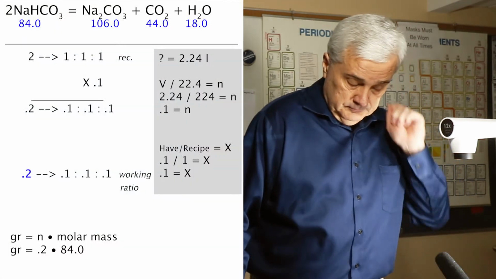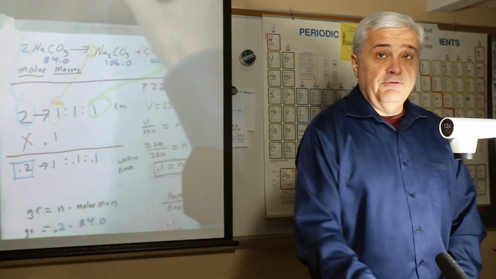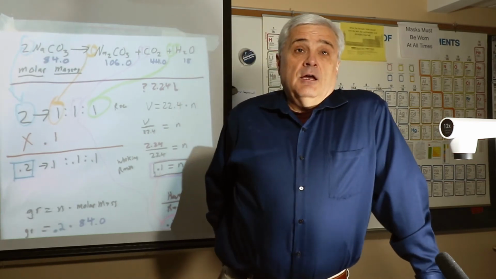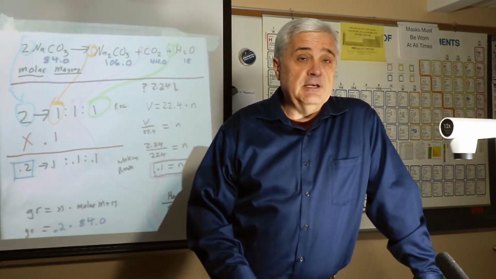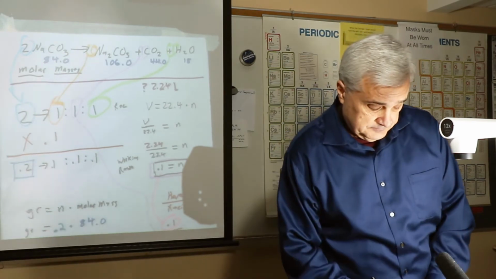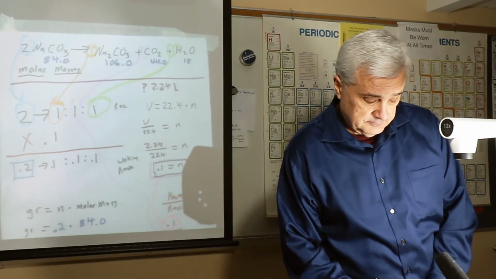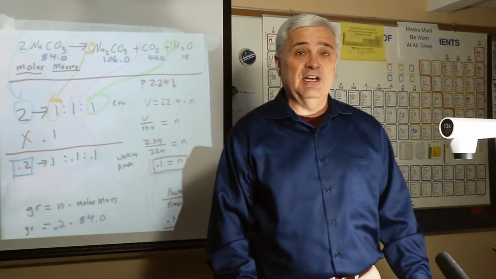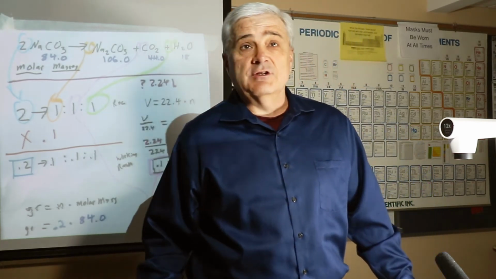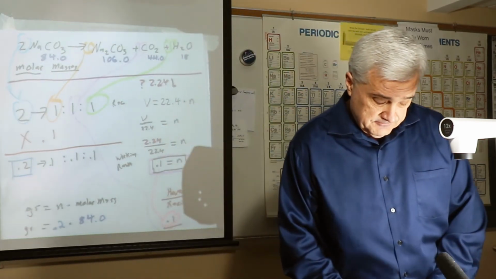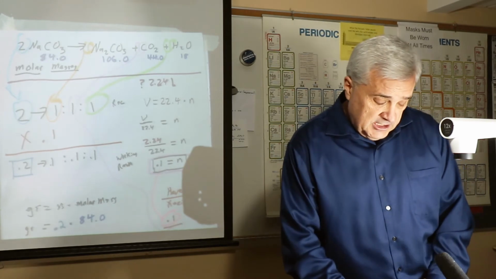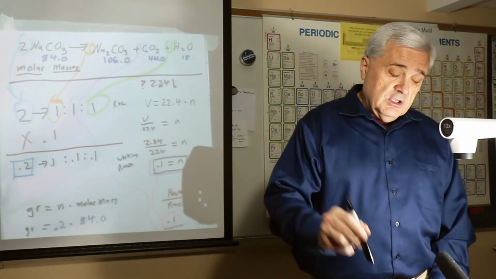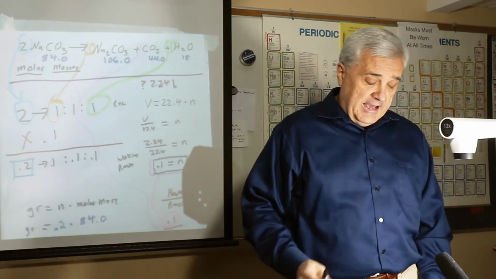Point 2 times 84. So it's going to be 168. Move the decimal place, 16.8. And at this point, if I had students in the room, I'd say, someone check that. So I'm going to check that because I have notes on the screen. 16.8 grams. 16.8 grams of this will produce 2.24 liters of that.